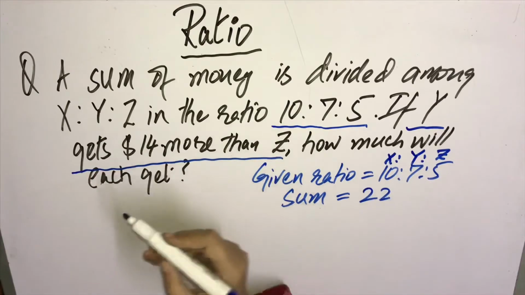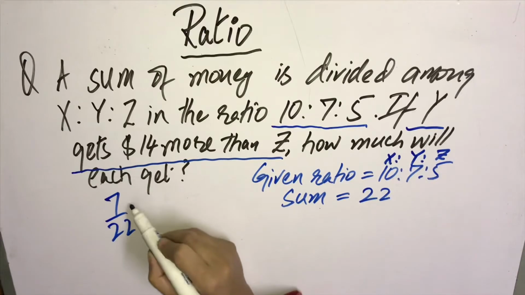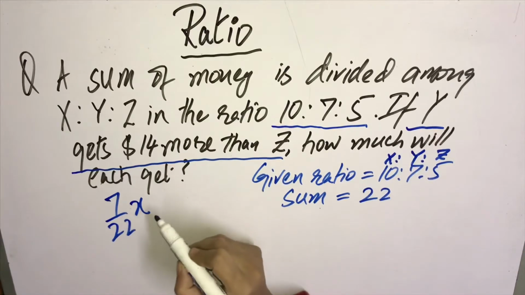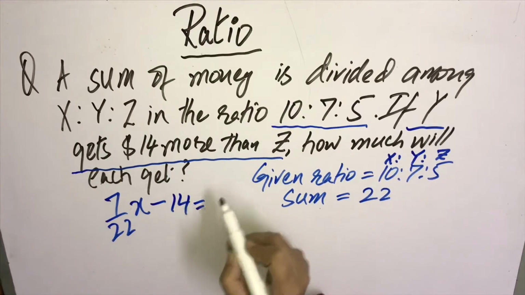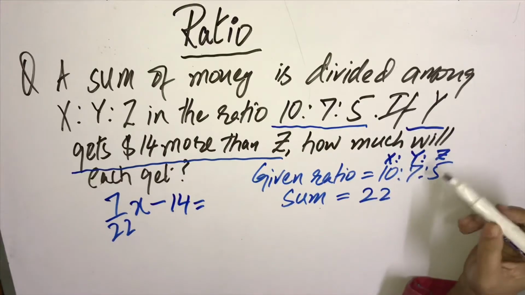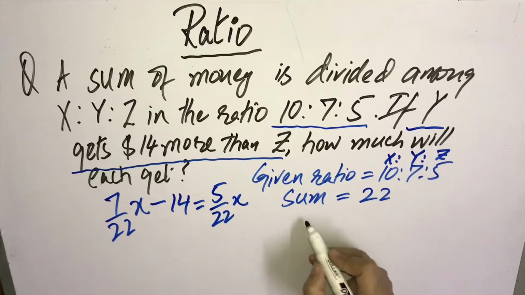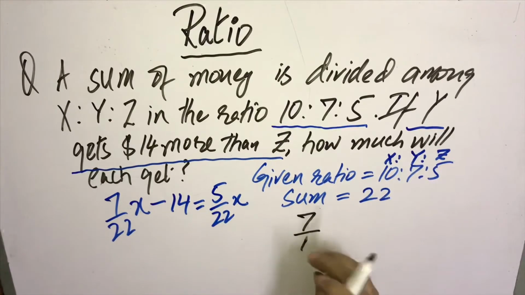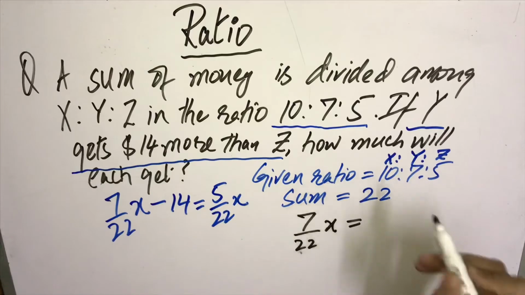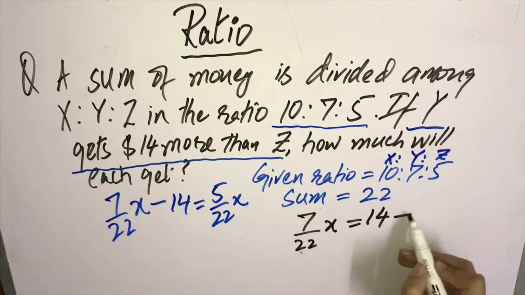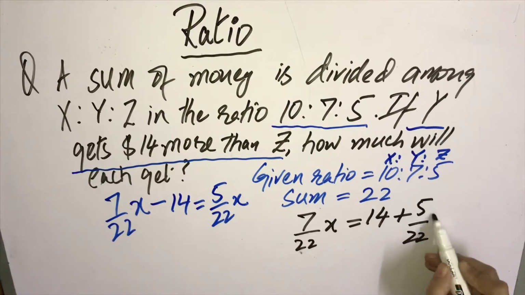Y gets 7 out of 22 of what? Of the total amount. Suppose the total amount is X. Y gets 14 more than Z. So if we subtract 14 from Y, we will get the amount Z gets, that is 5/22 of X. Or in other words, we can write: Y is getting 7 out of 22 of the total amount, which is equal to 14 more than what Z gets, 5 out of 22 of the total amount.